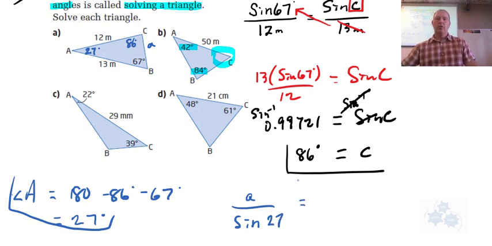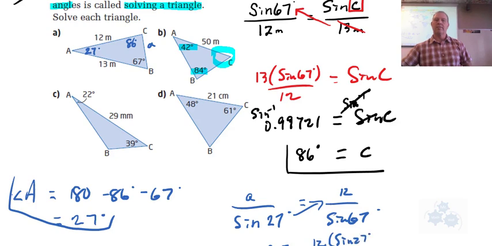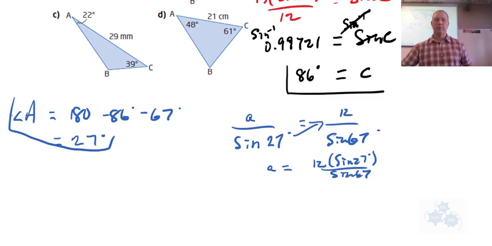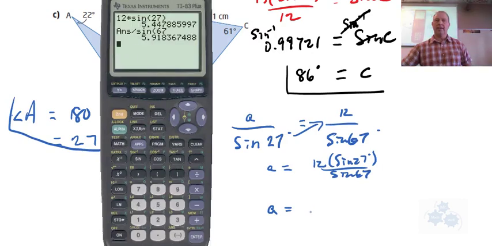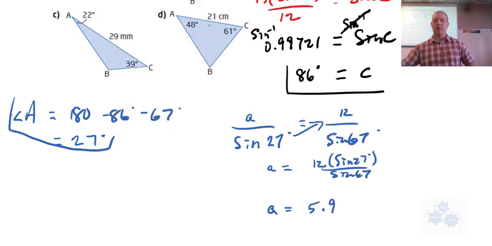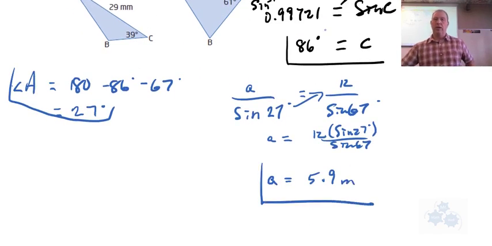Very good. Equals, now I can pick either one of the other pairs. It doesn't matter at all. I'm going to go 12 over sine 67. Now you have one equation and one unknown. You can solve for that, no problem. I'm going to cross multiply here. So little a is going to be 12 times sine of 27 divided by sine 67. We do this quickly on the calculator. It looks like a equals 5.9. And what are the units there? Meters, right? Meters.